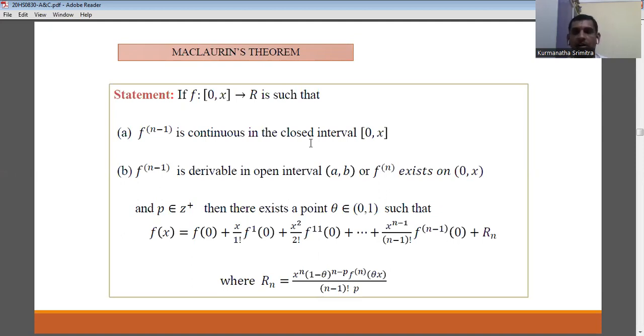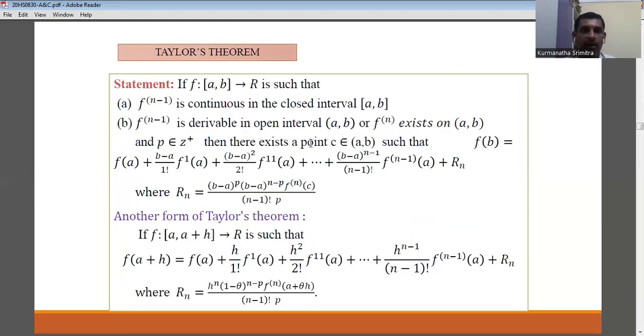Here also the Rn is Schlömilch-Roche's form of remainder, that is x power n times (1 minus theta) whole power n minus p times the nth derivative of f at theta x, divided by (n minus 1) factorial into p. So this is Maclaurin's theorem, and it is a case of Taylor's theorem.